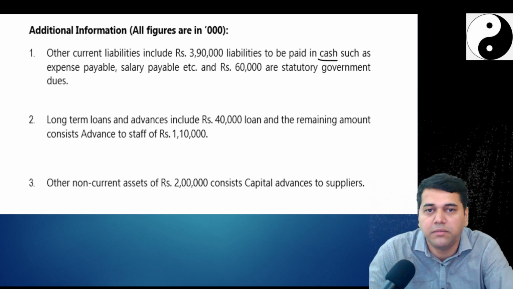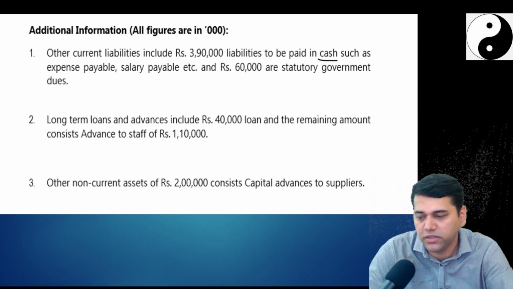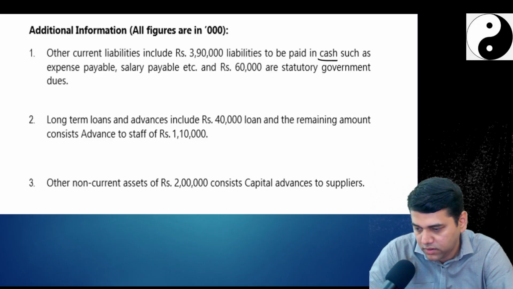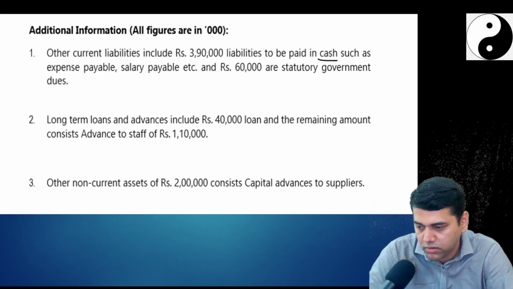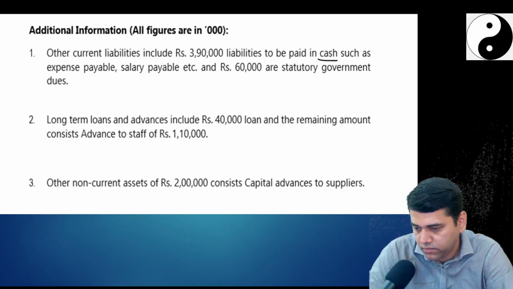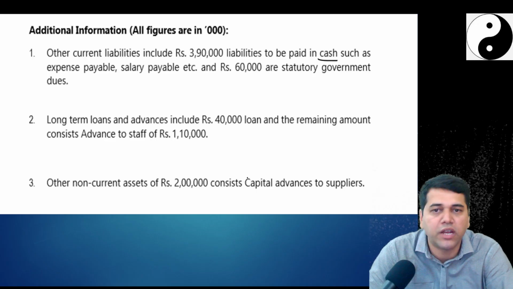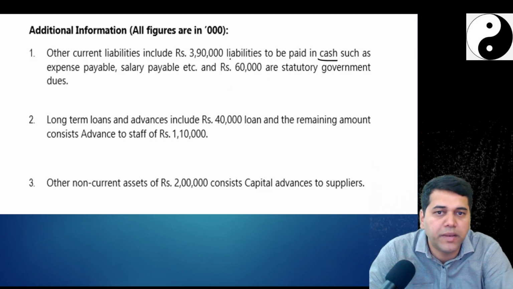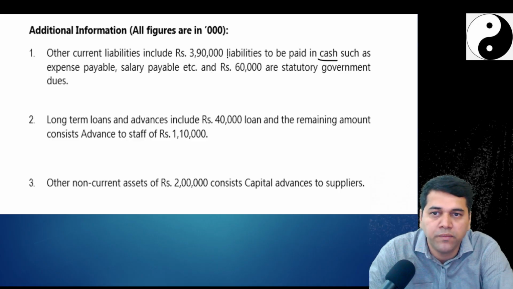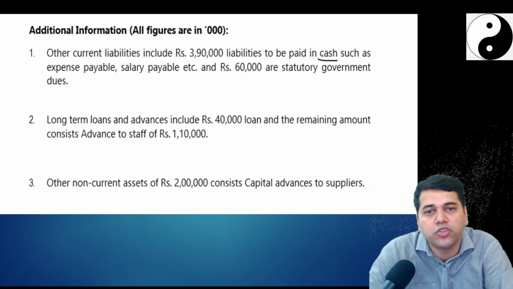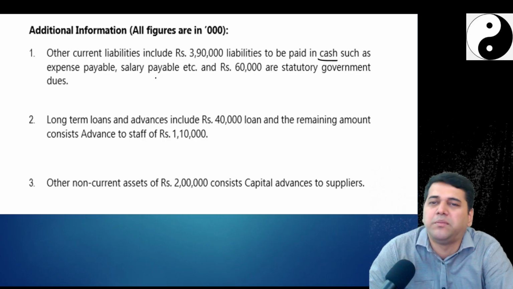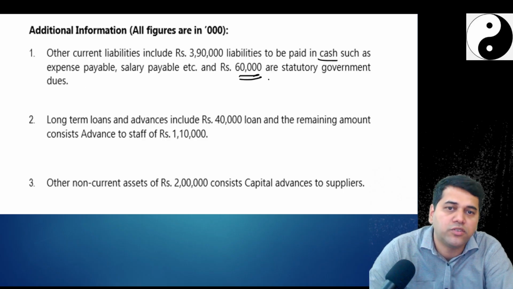So what is your other current liability? How much is the total other current liability? Other current liability 4,50,000, correct? Now have they given me the breakup of 4,50,000? Yes, they have told me that out of that 3.9 belongs to liabilities paid in cash such as expense payable, salary payable, etc., and 60,000 is government dues.